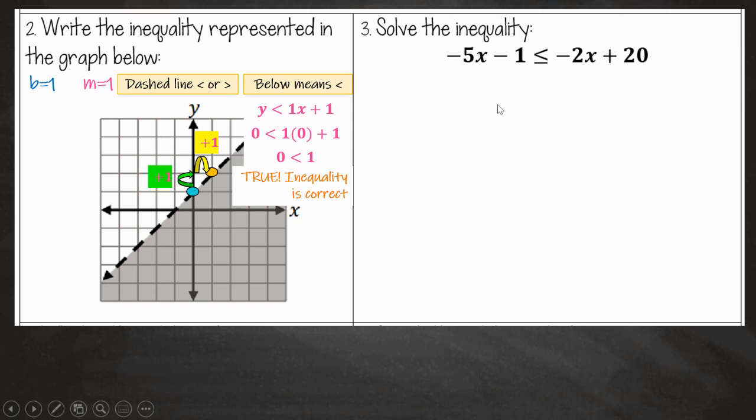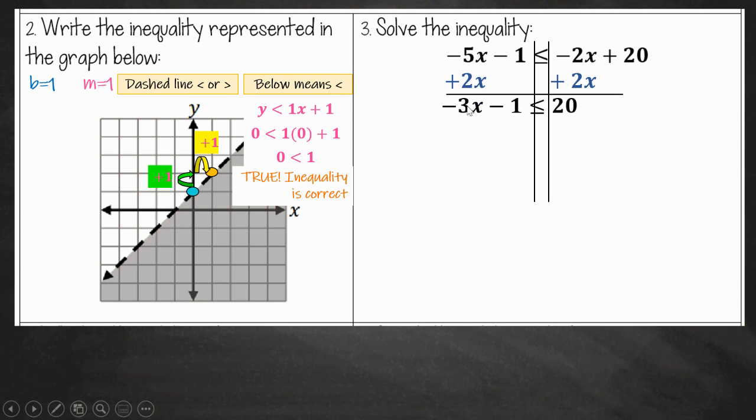All right. Next, we're going to solve the inequality negative 5x minus 1 is less than or equal to negative 2x plus 20. So because we have variables on both sides, we're going to move our variables over to the left and we're going to move our constants over to the right. So to do that, I'm going to add 2x to both sides. So I get negative 3x minus 1 is less than or equal to 20.